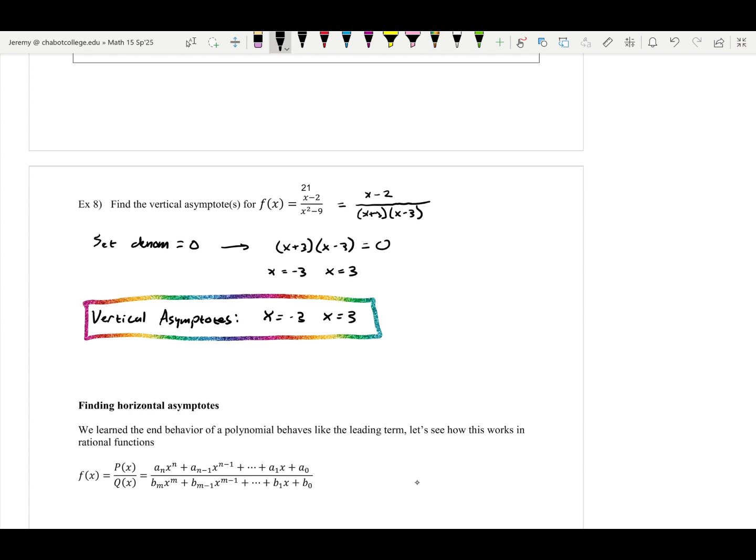And I'm also going to point out that the domain of f will be all real numbers except for those two values. So in interval notation, we write this negative infinity to negative 3, union negative 3 to positive 3, union positive 3 to infinity, right? Because the domain, if we're just looking at a number line, is all real numbers except for negative 3 and positive 3.